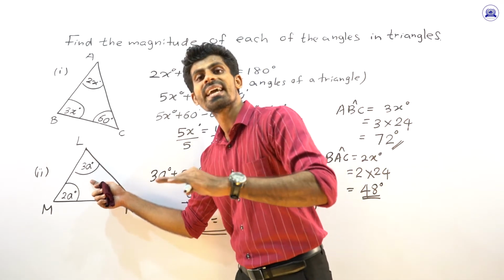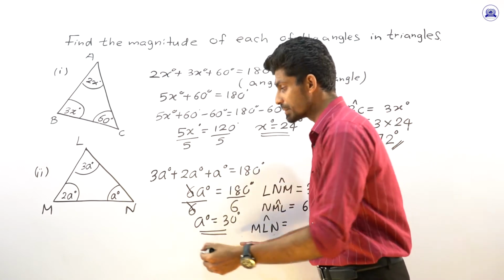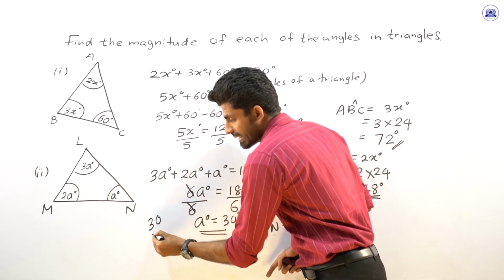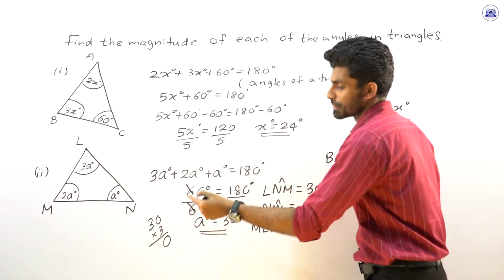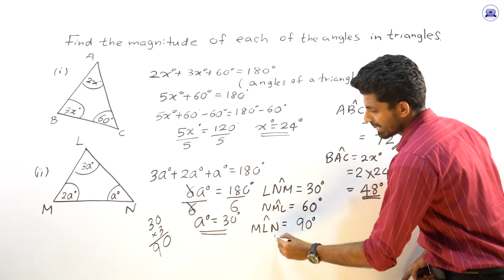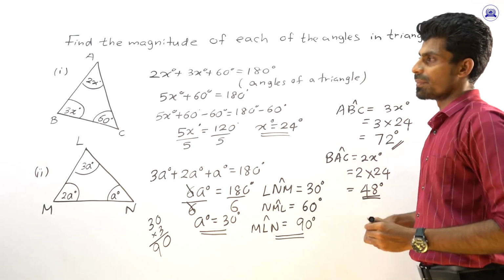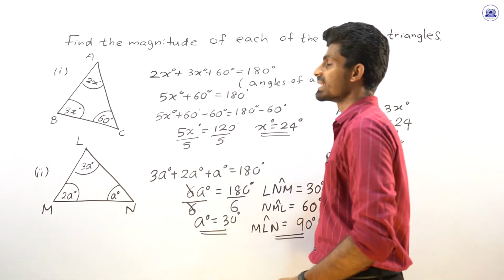So that means A into 3. A into 3 means 30 into 3. So what is the value? 3 into 0, 0. 3 into 3, 9. What is the angle? 90 degrees. Very easy, right? So shall we move to the third question?